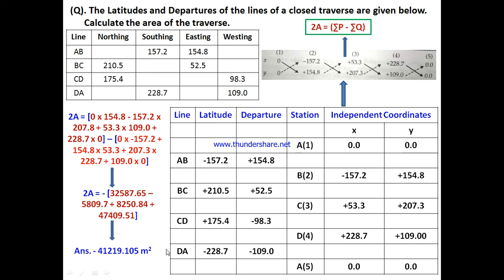So I feel it is very easy to calculate the value of area with the help of latitude and departure. You just need to determine the proper sign convention of latitude and departure. Then you need to determine the independent coordinates of x and y for each traverse line or each station, and then you need to determine the value of summation of P and summation of Q. In this manner you can easily calculate the value of area for the desired traverse.